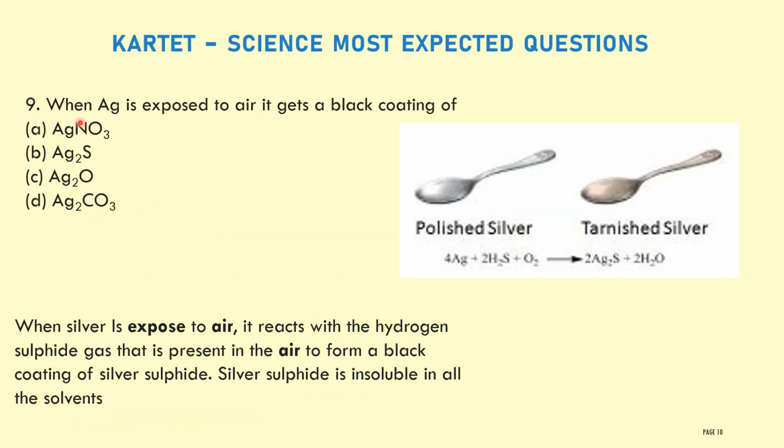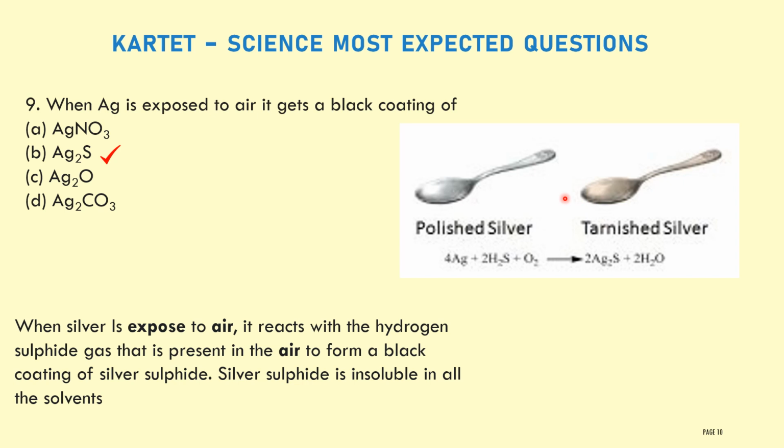Question number 9. When silver is exposed to air, it gets a black coating of: option A, silver nitrate; option B, silver sulfide; option C, silver oxide; option D, silver carbonate. Here the correct answer is silver sulfide. How do you get silver sulfide? Let us discuss. When you expose silver to air, the air contains hydrogen sulfide. This silver reacts with the hydrogen sulfide present in the air, and then it will form a black coating on the silver.